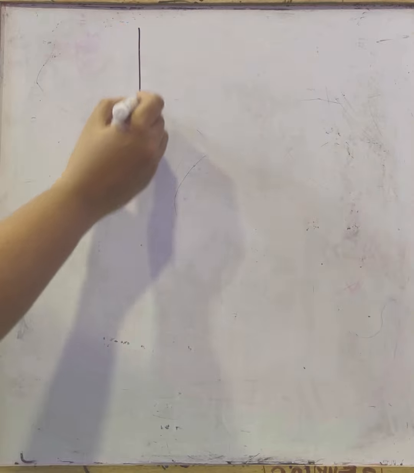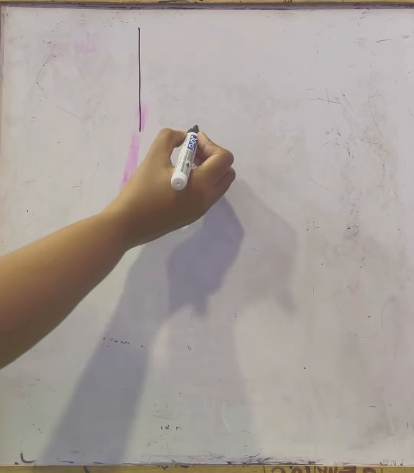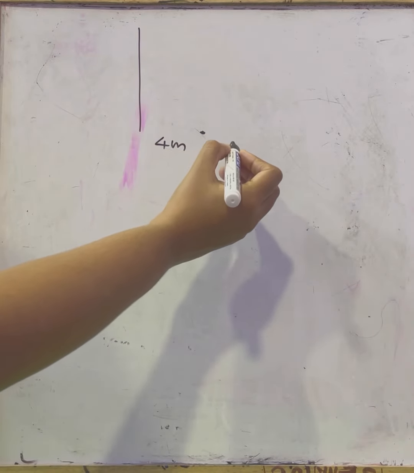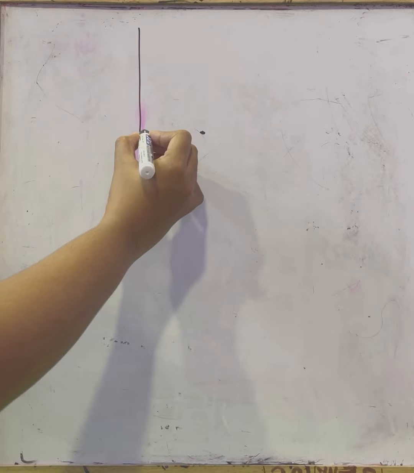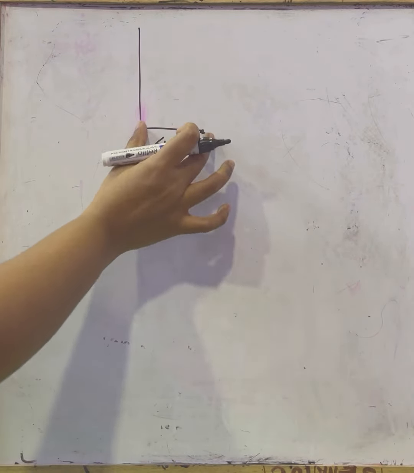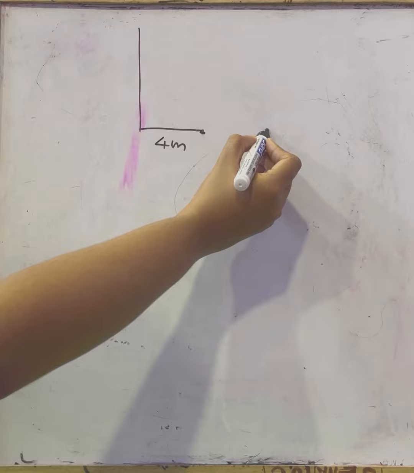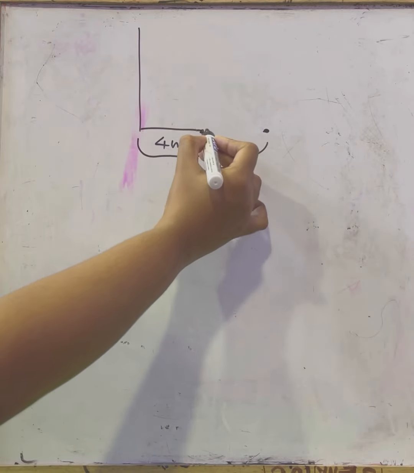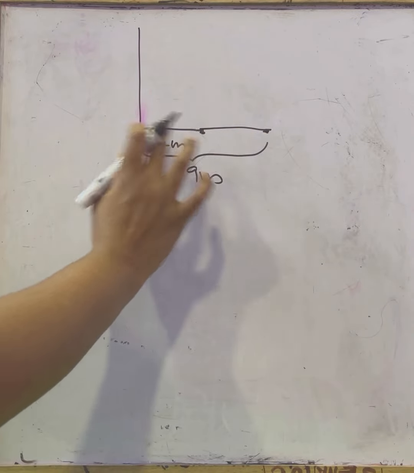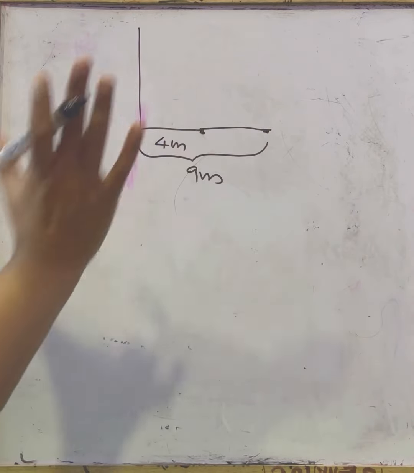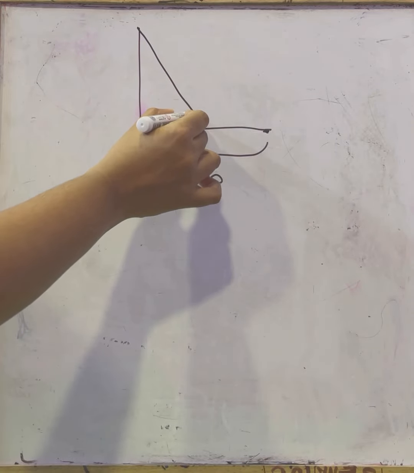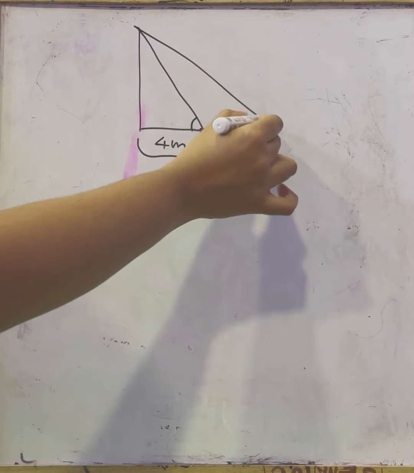Here we have a tower and there are 2 points from the foot of the tower. One is 4 meter away and the other one is 9 meter away. That is, here it is 4 meter and if there is another point here, the total length here will be 9 meter, the second point. And these 2 points lie on a straight line. And it is also given the angles of elevation here and here are complementary.